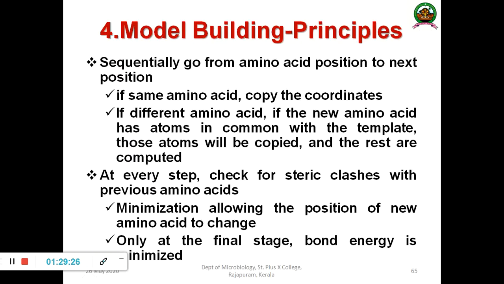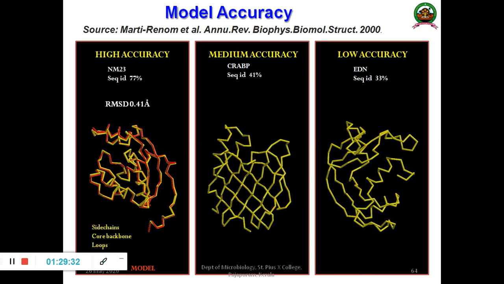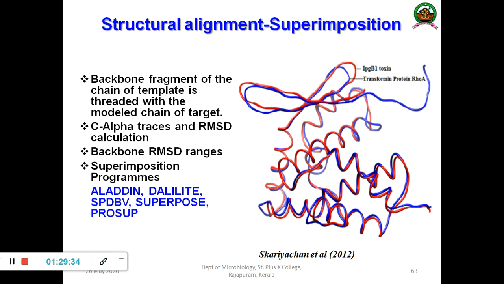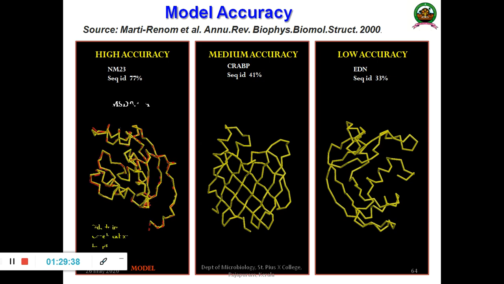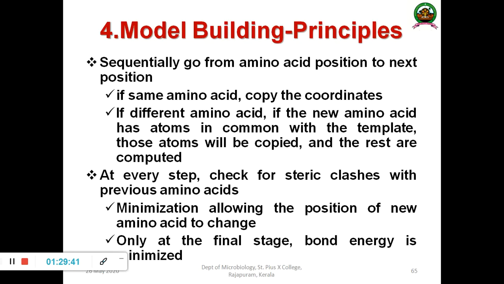Then what is the model building principle? I told you the amino acids are aligned. Once you get this much result, you hide the target, then you hide the template, and then you will be getting the model.